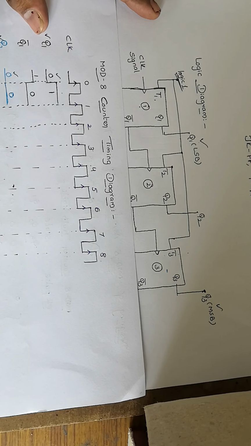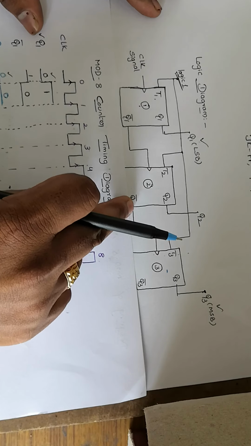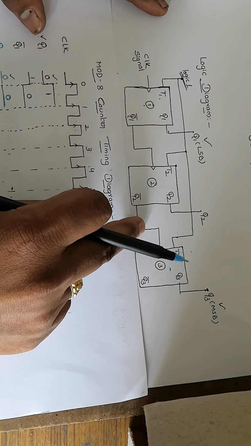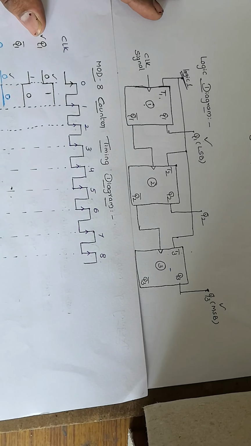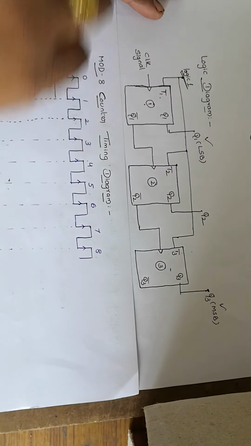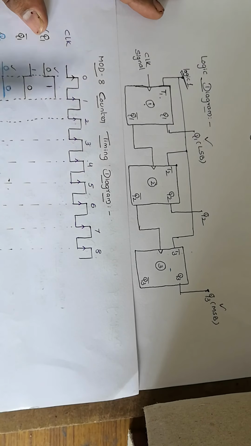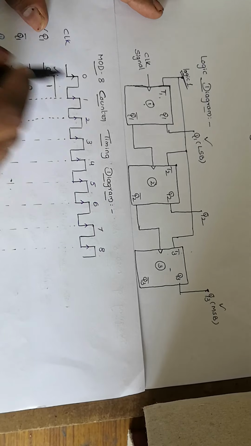When Q2 is 0, Q2 bar is 1. Similarly, to drive the third flip-flop, Q2 bar must make a 1 to 0 transition. But Q2 bar still remains 1, so the third flip-flop is also disabled. It remains 0 only. This is what happens in the first clock pulse.